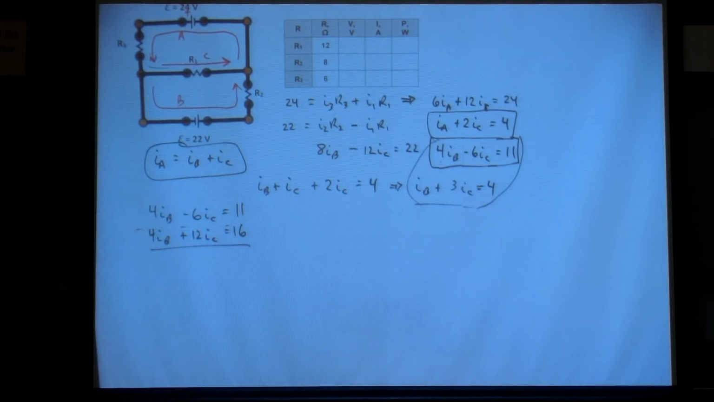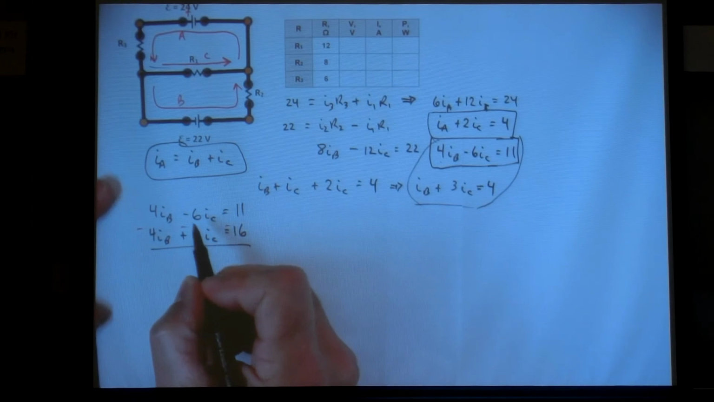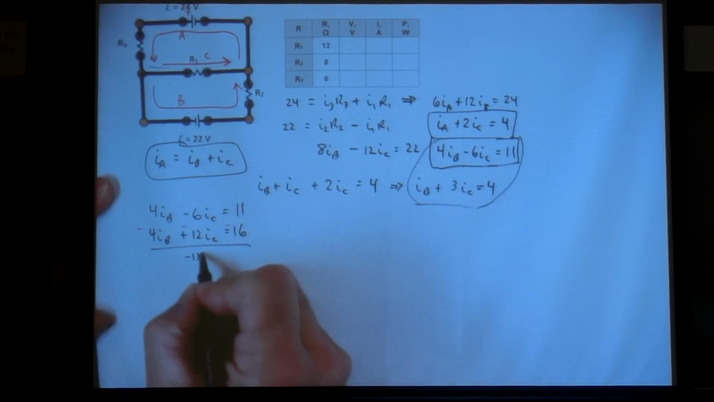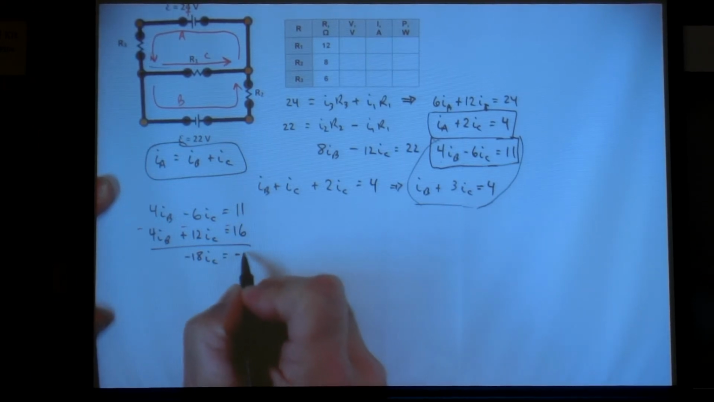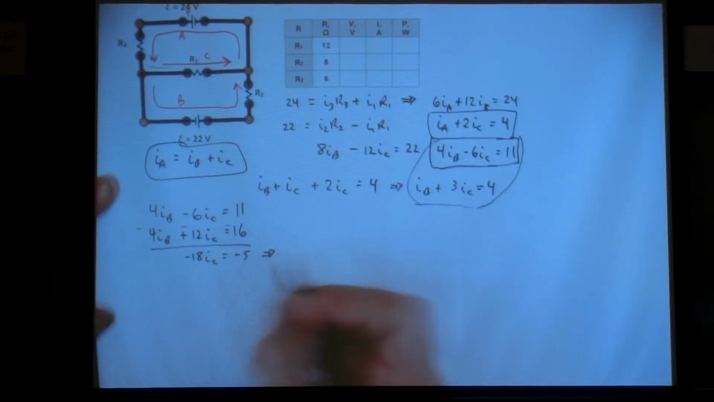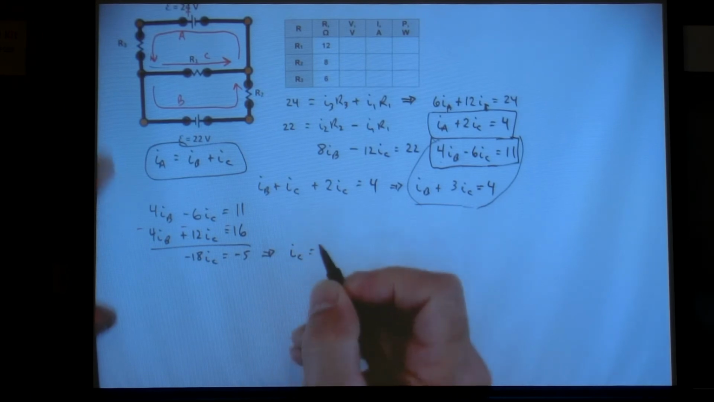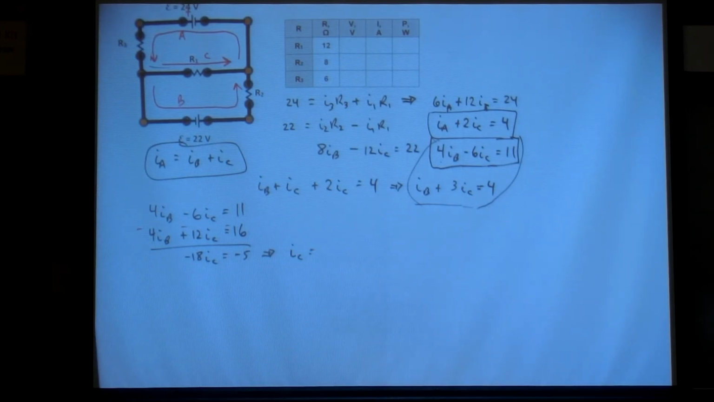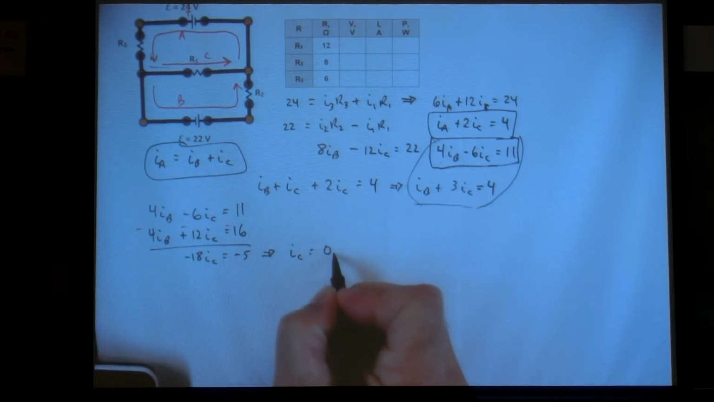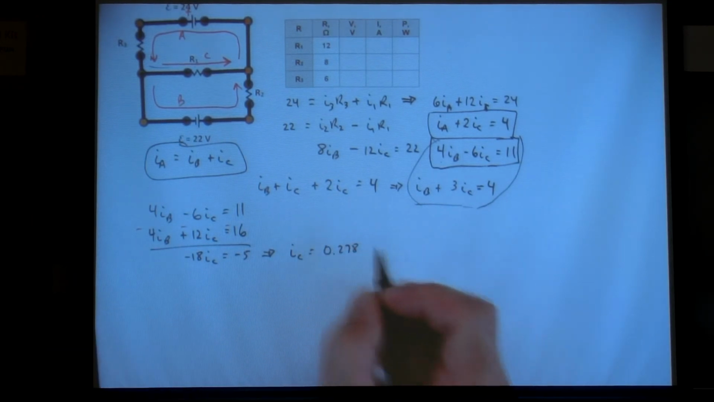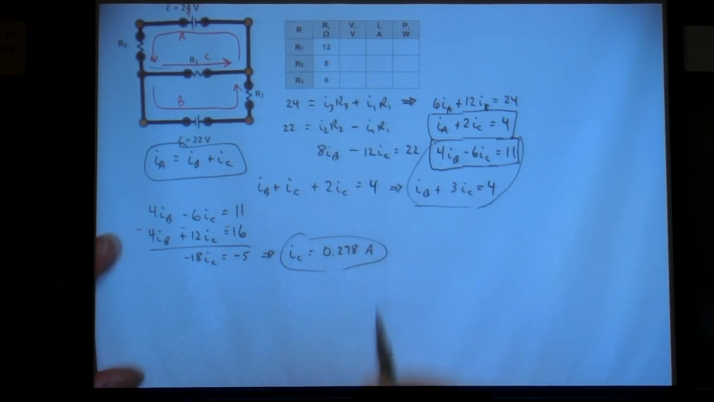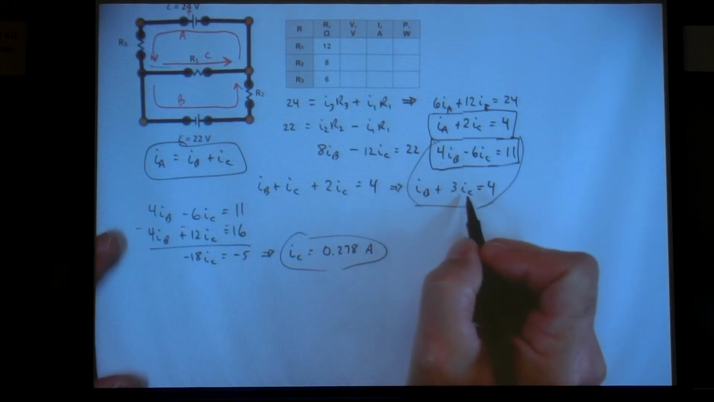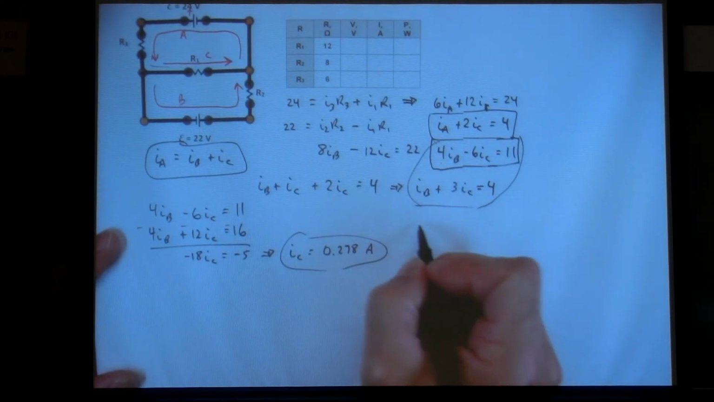Then I'm going to subtract. So 4IB minus 4IB is 0. Negative 6 minus 12 is negative 18 IC. That equals 11 minus 16, which is negative 5. So that tells me that IC is 5 over 18, which is 0.278. That would be in amps. So that's current C. So I can substitute that value into this equation.